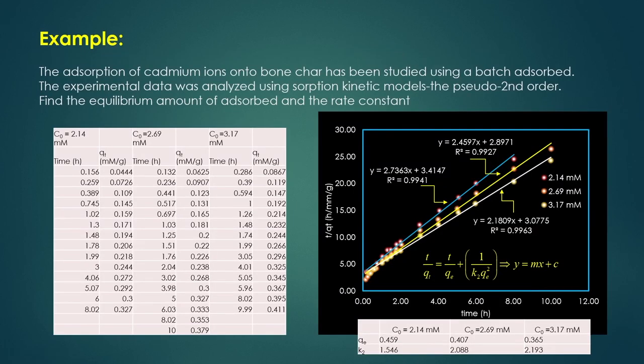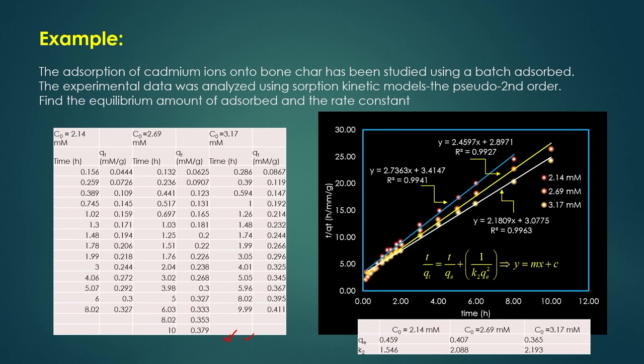In this case, the adsorption of cadmium ions onto bone char has been studied using a batch adsorber. The experimental data was analyzed using the adsorption kinetic model, that is the pseudo second order model. In this case also, you have to find out the equilibrium amount of adsorbate and the rate constant. So, here also the same data are given for different initial concentrations of the solute, and at different times the amount of adsorbate adsorbed at time t is given in the respective column.